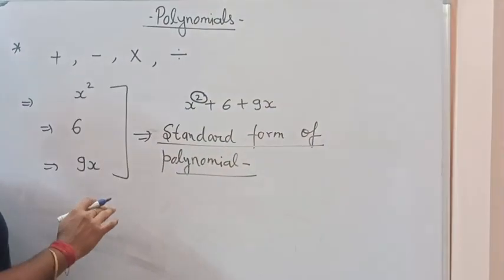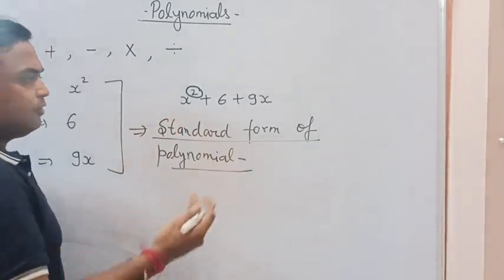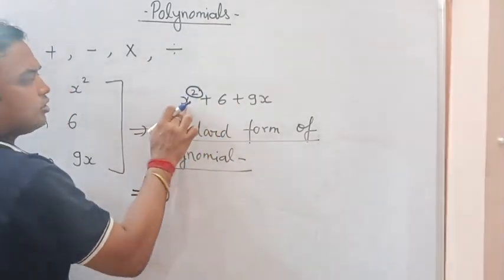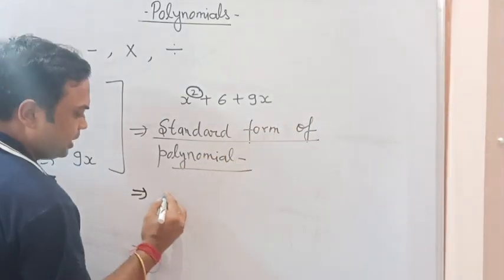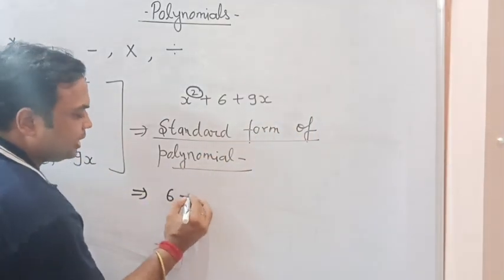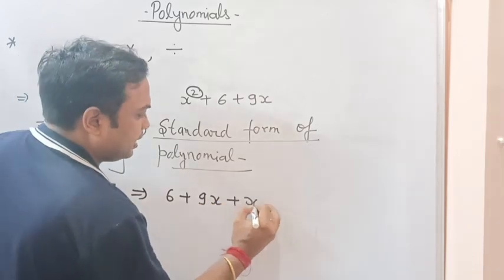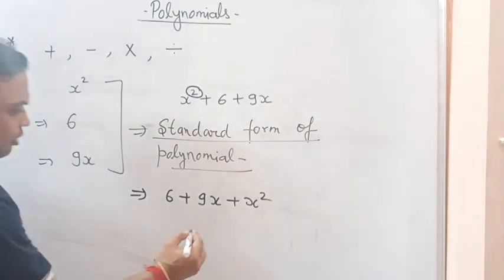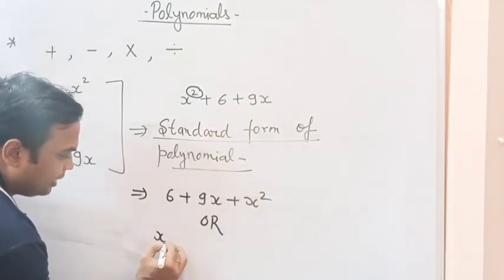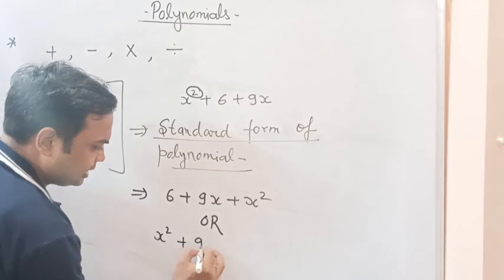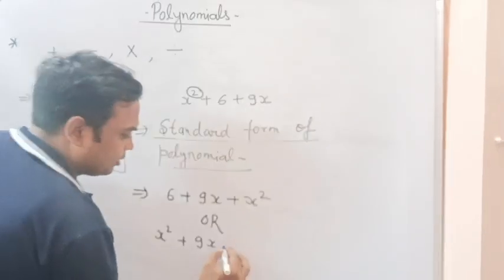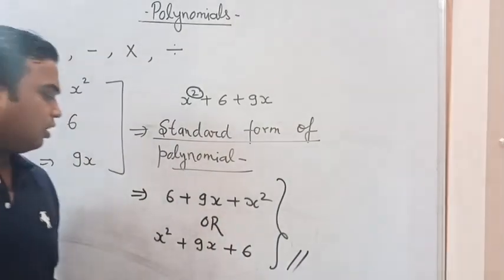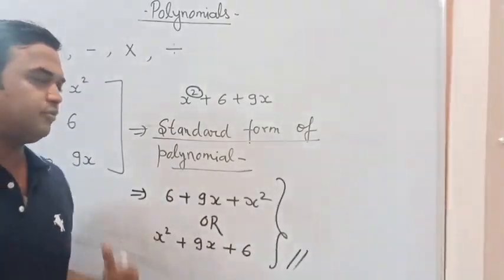So if we want to write this polynomial in standard form, we will write either in ascending order of the power, meaning increasing order, so we write 6 plus 9x plus x square. So this is the standard form of a polynomial. Or we can write it this way: x square is the highest power, and the next one is x to the power 1, meaning descending order. Either we can write in this manner or in this manner. This is the standard form of the polynomial.